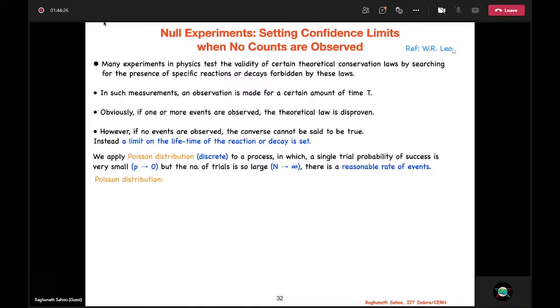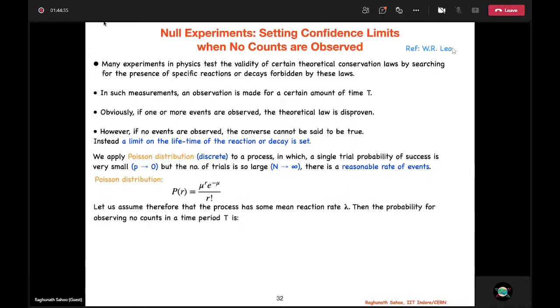So with this, I can write the Poissonian distribution formula. P(r) is equal to mu to the power r, e to the power minus mu, divided by factorial r. Earlier I used nu; this mixing of notations is because of different books. Let us assume therefore that the process has some mean reaction rate lambda. Then the probability for observing no counts in a period of time t will be calculated in the following way.